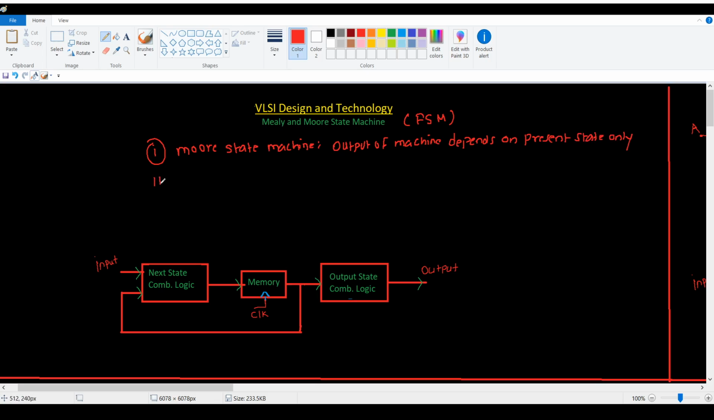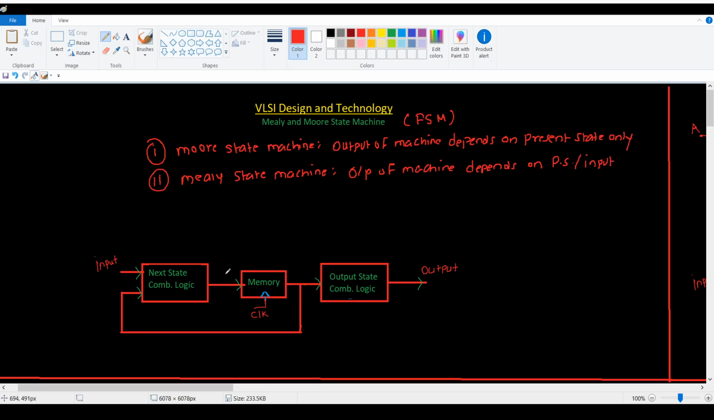And in Mealy state machine, output of machine depends on present state and input.